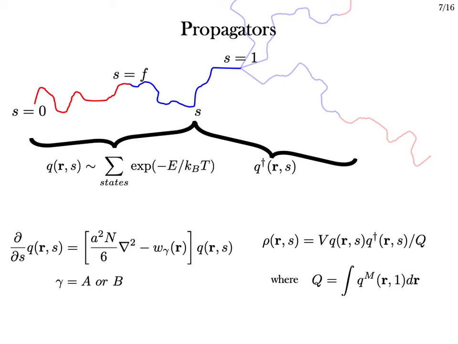Once they've been calculated, the propagators can be combined to find the partition function for the entire molecule, as well as the concentration of molecular segments and other statistical properties of the molecule.